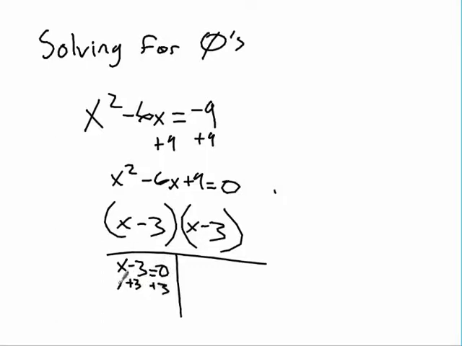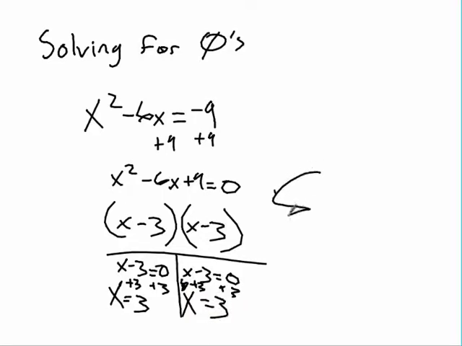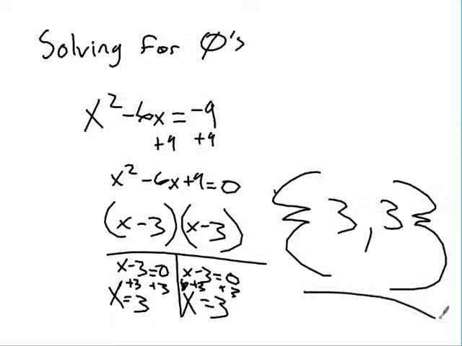Add 3, you get x equals 3, and yes, I did the other side, x minus 3 equals 0, plus 3, plus 3, you get x equals 3. Then you do your little bracket notation, put 3, comma 3, and that is your solution set for this equation.